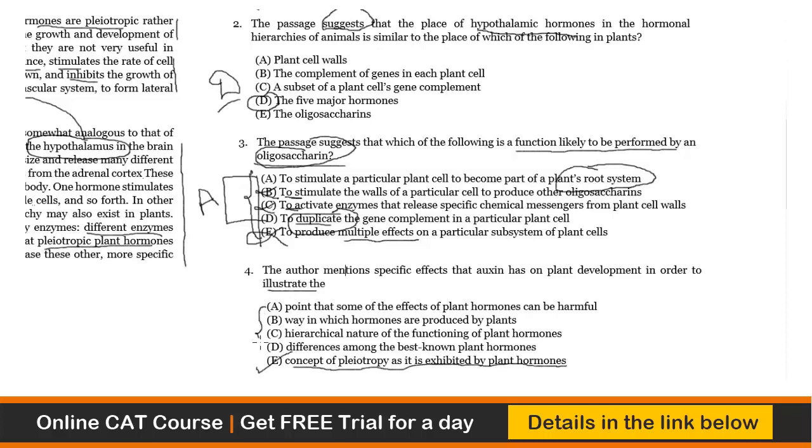All the others go out. See, when you see the answer, you just know that all are nonsense. Point that some of the effects of plant hormones can be harmful. Harmful is not the concern of the author. They are not ways in which they are produced. Hierarchical nature of the functioning, no plant hormone. There's no hierarchy. The author is not mentioning auxin to show the hierarchical nature. He is mentioning auxin to show the different functions it performs. So he is trying to exhibit the pleiotropy and not the hierarchical nature.